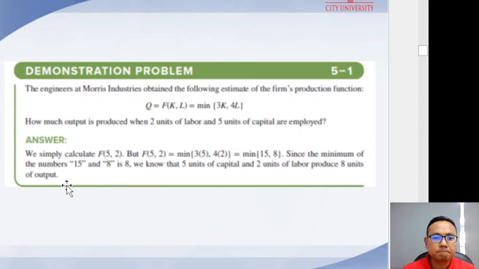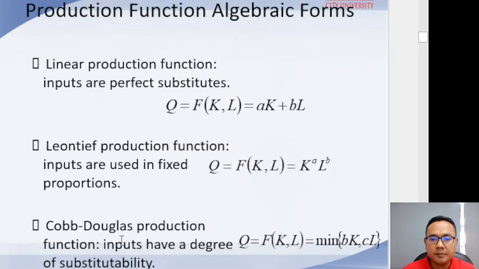The production function that lies between the extremes of the linear function and the Leontief production function is the Cobb-Douglas production function. So we can go back here to the Cobb-Douglas production function.